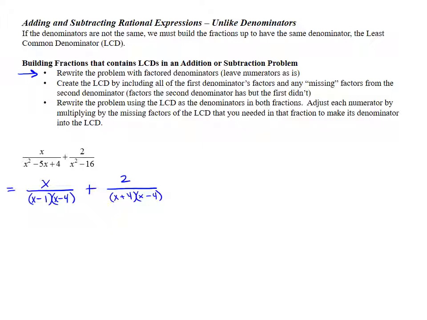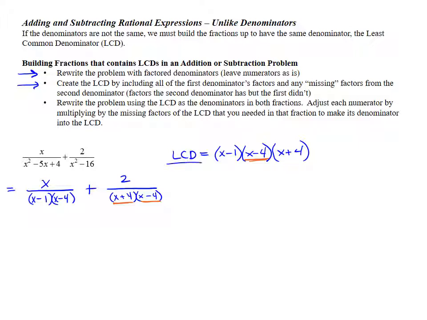And how we create the LCD, I'll put it right here, LCD is going to be equal to, we're going to take the entire first denominator, x minus 1 times x minus 4, and then we're going to multiply in whatever is in the second denominator that is missing from what I currently have. So currently I have an x minus 4 in this LCD, so I don't need another x minus 4. What I need is this x plus 4. So I'm going to multiply in x plus 4.